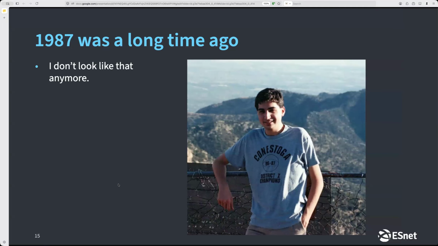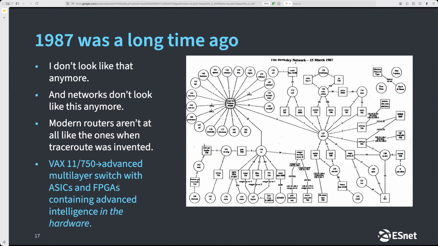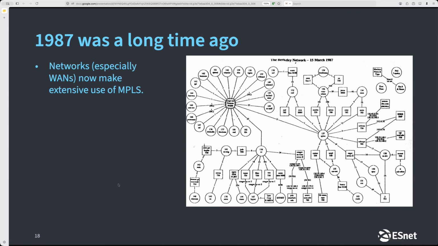Yeah, I don't look like that anymore, and neither do networks. We don't have VAX 11/750s doing all of our routing. We have very modern ASIC-based and FPGA-based hardware routers. Those work very differently than VAXes do. And the inferences we can make as we send a packet that expires through a modern ASIC-based router are very different from what we would make with a VAX 11/750.